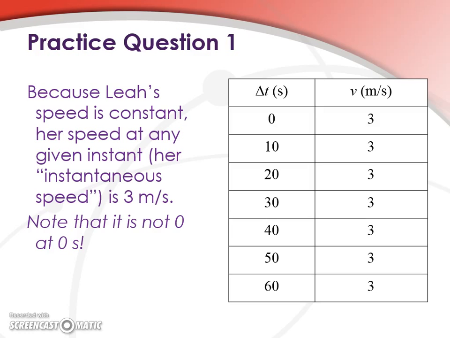Okay, Leah's speed's constant, right? So she's running at 3 meters per second. There's an interesting distinction here between her average and her instantaneous speed. Her instantaneous speed, her speed at any given time, is always 3 meters per second, even at the 0 time point. So she was moving at 3 meters per second, even at 0 time.